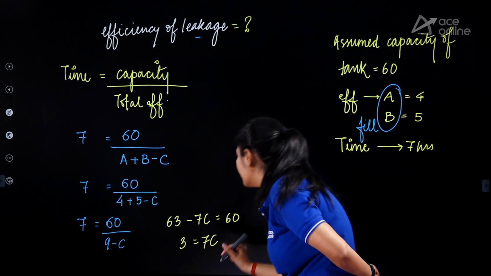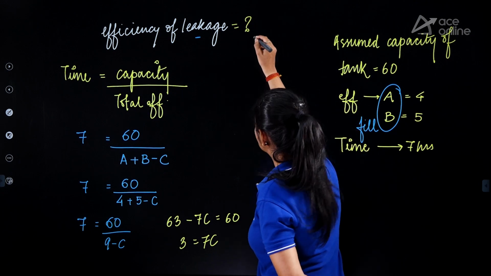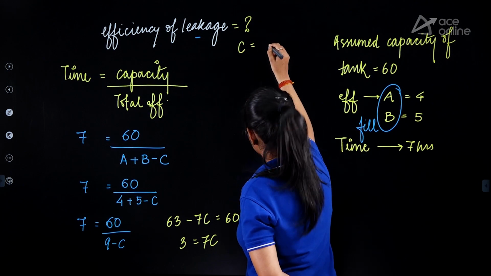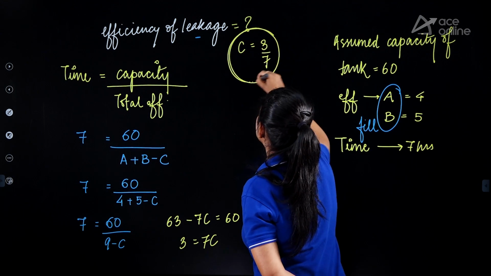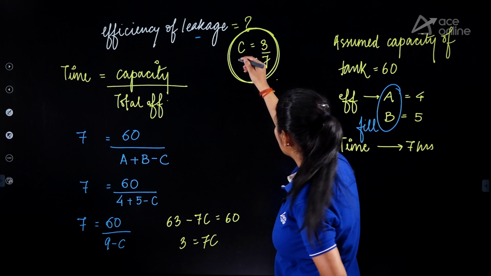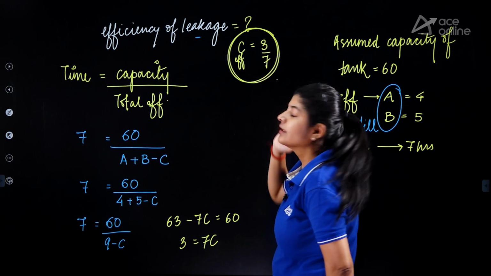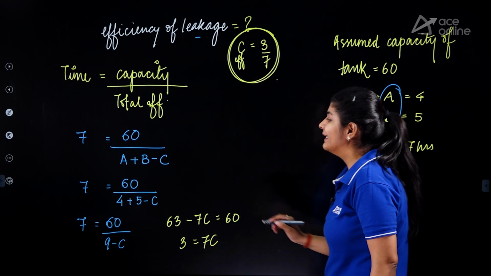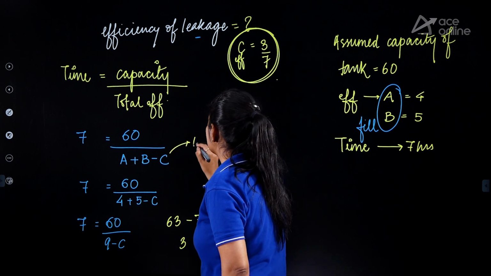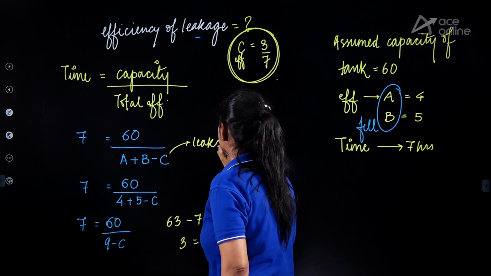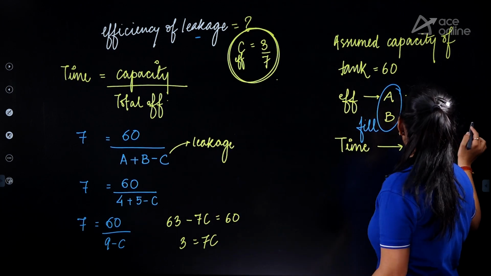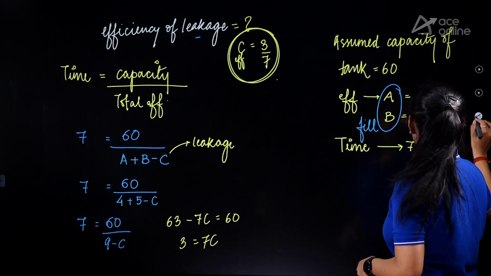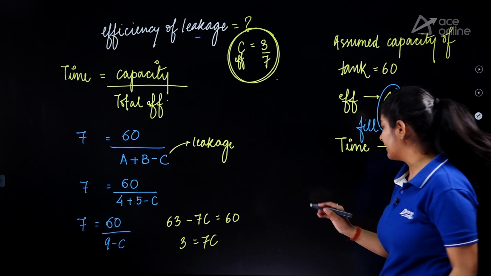And from this value, we will be able to get the efficiency of C, and that is nothing but 3 by 7. This is the efficiency of C. This is the efficiency of leakage. For this one, this is used for the leakage. But what we need to do? We need to find out the time period taken by the leakage.